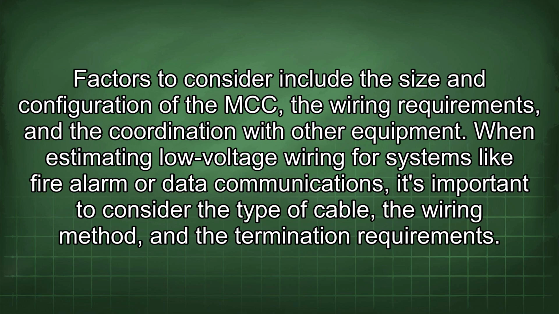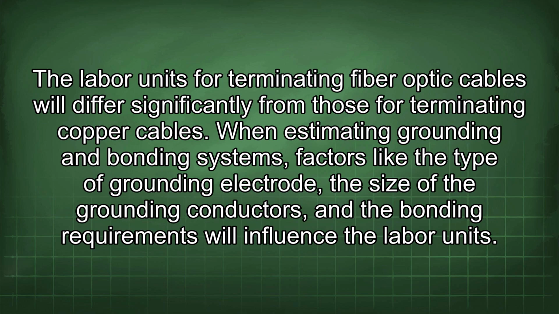When estimating low-voltage wiring for systems like fire alarm or data communications, it's important to consider the type of cable, the wiring method, and the termination requirements. The labor units for terminating fiber optic cables will differ significantly from those for terminating copper cables. When estimating grounding and bonding systems, factors like the type of grounding electrode, the size of the grounding conductors, and the bonding requirements will influence the labor units.